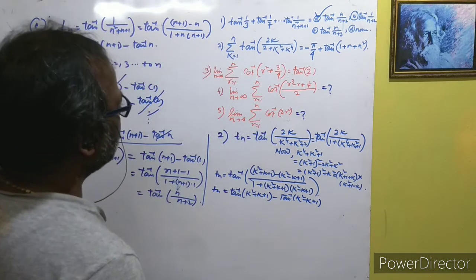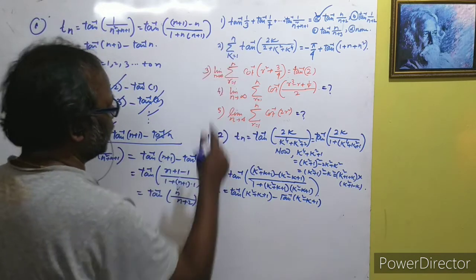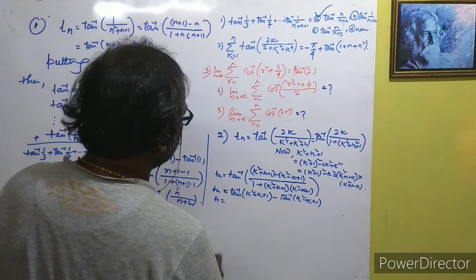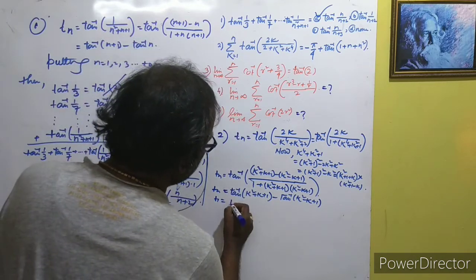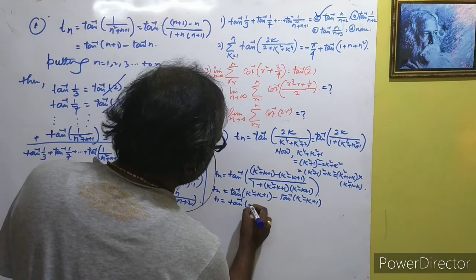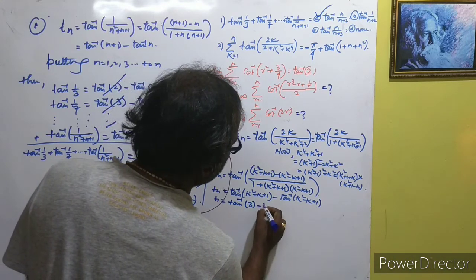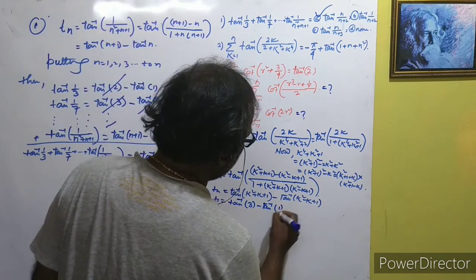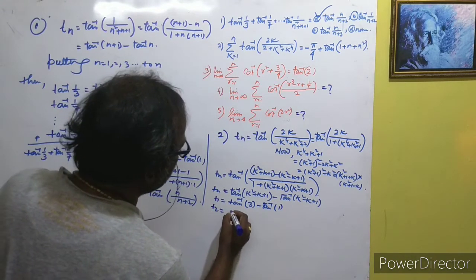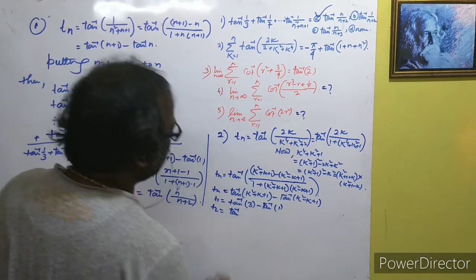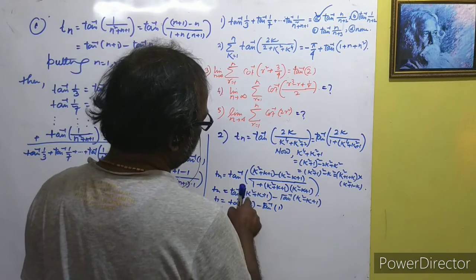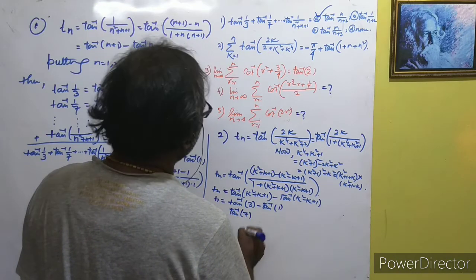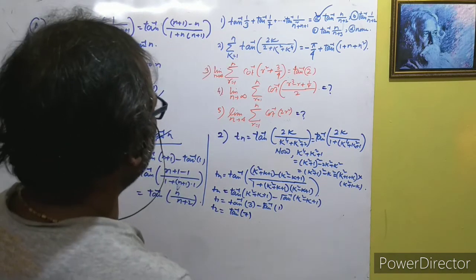Now this is for k equal to 1 to n. Therefore T1 is tan inverse 3 minus tan inverse 1. Again T2, if we put 2 here, then we get tan inverse 7 minus tan inverse 3.